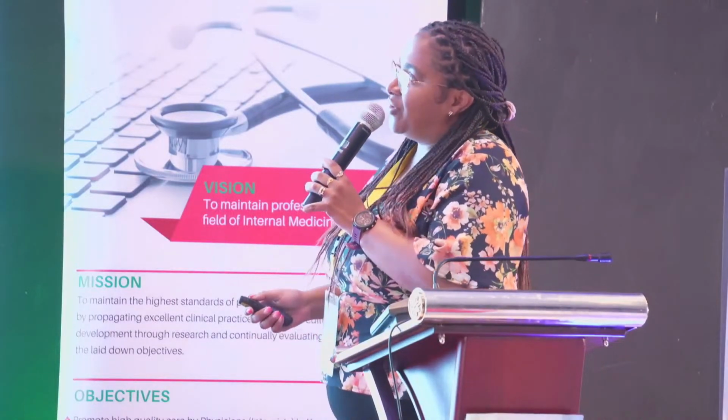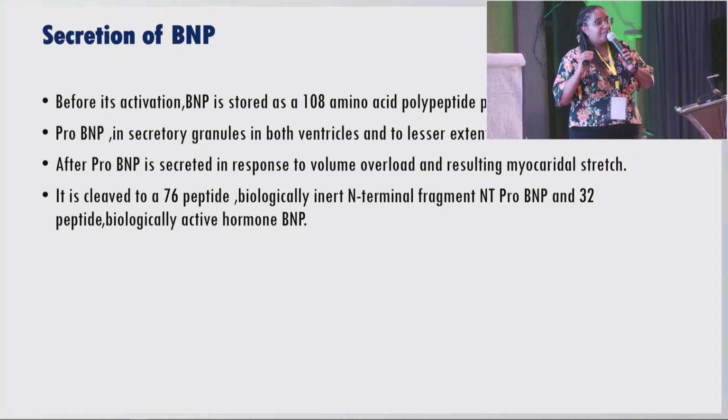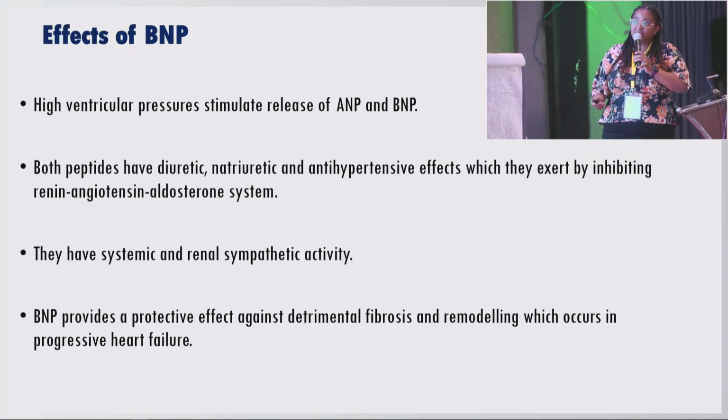So if we know that there's a problem, why don't we try and see how we can go around this problem? Prof talked about proBNP and the fact that it's produced by the ventricles, usually in response to volume overload and resultant myocardial stretch. Of note, we usually would ideally use BNP, but we realized NT-proBNP has a longer half-life, so it stays for a longer time, and you'd better use that, of course, for monitoring and also for diagnosis.